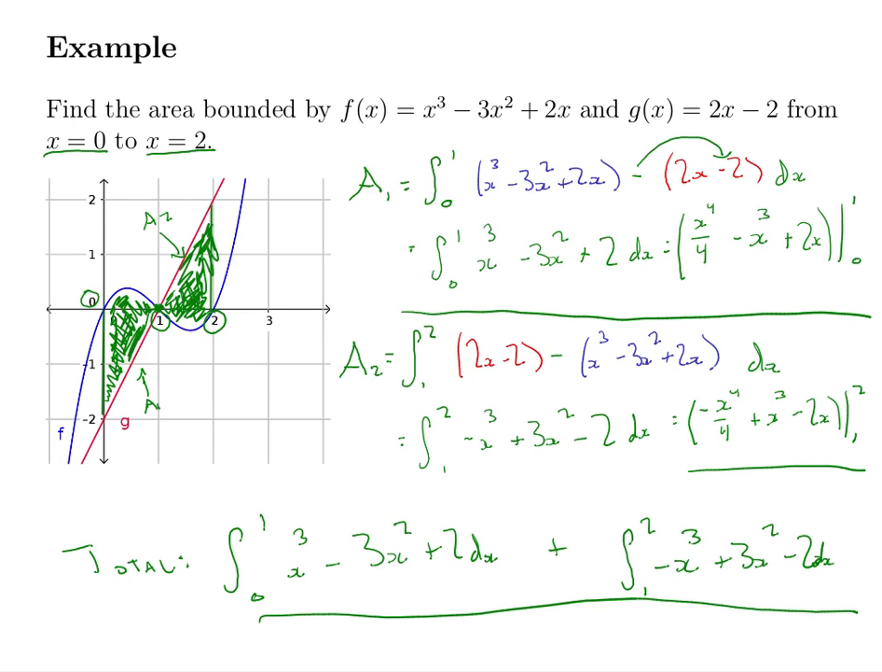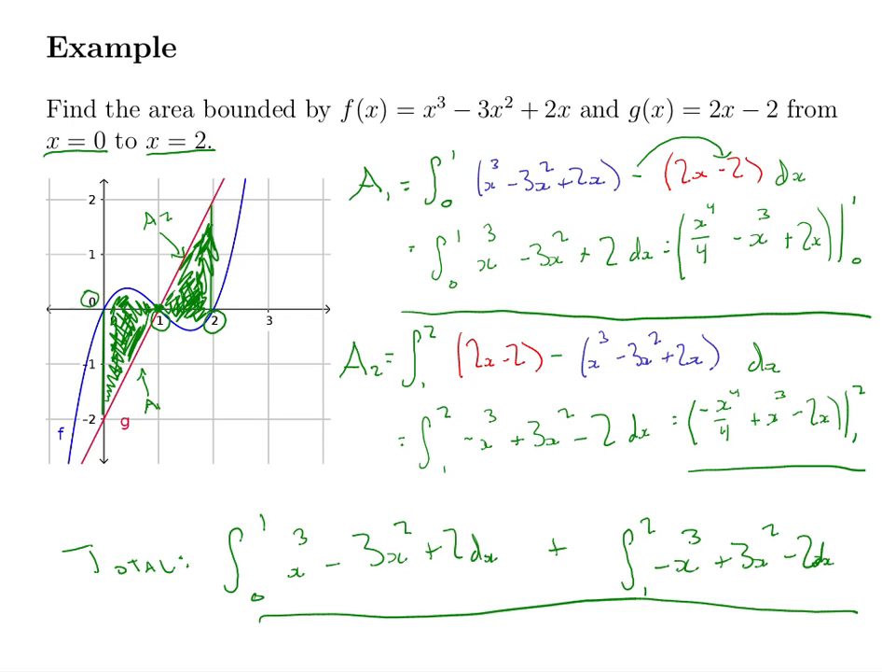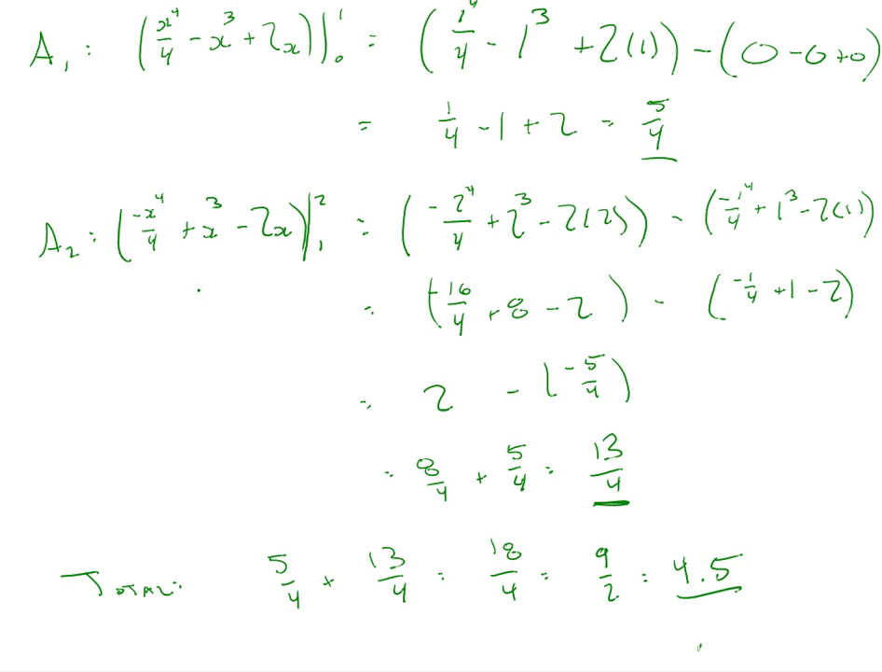This first area here was 5/4 units big, and this second area here was 13/4 units big. We can add those two things up and see how all that stuff goes. Those are our two problems that we've got. If you've got any more questions on those, feel free to let me know. But other than that, we've got everything we need to find the area between two curves.